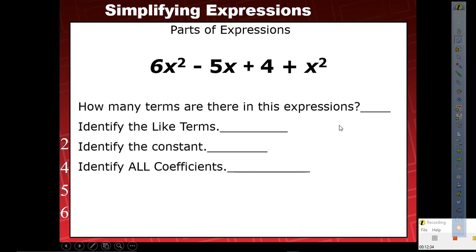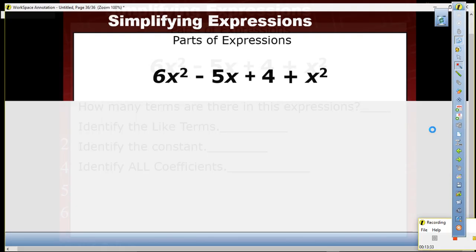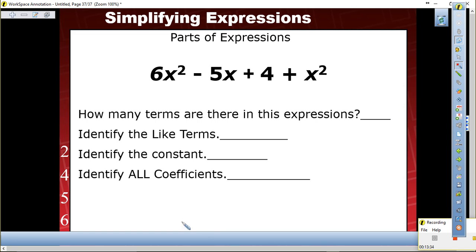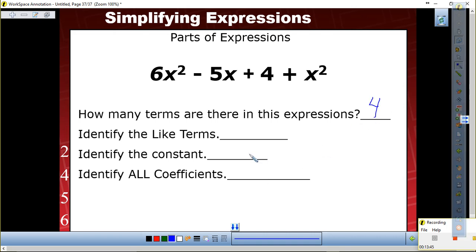All right. Let's see. Armando, how many terms in this expression? 4. Okay. Which are the like terms? 6x to the second, x to the second. Okay. Which is my constant? 4. And what are my coefficients?